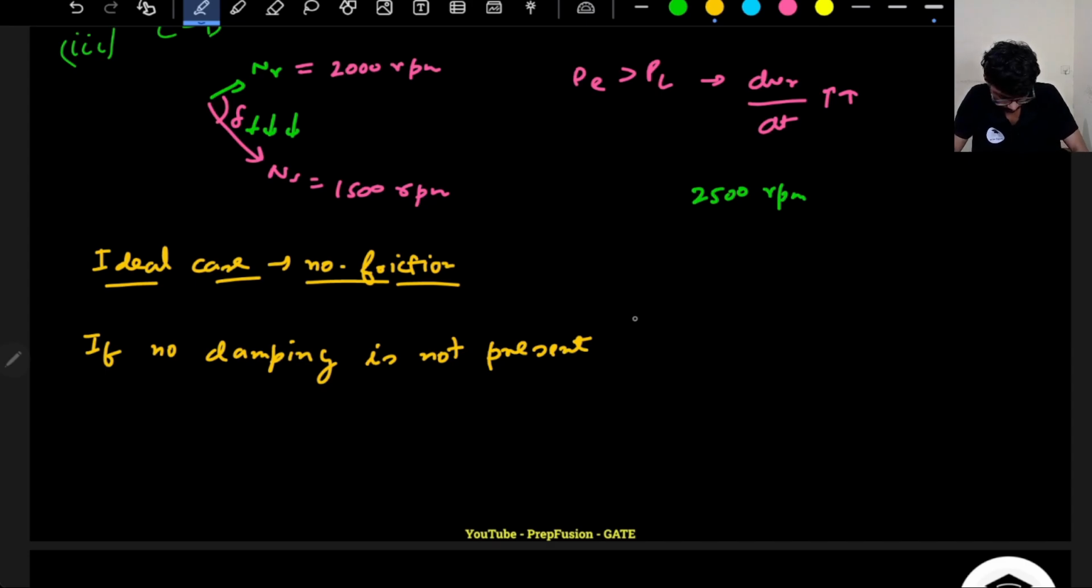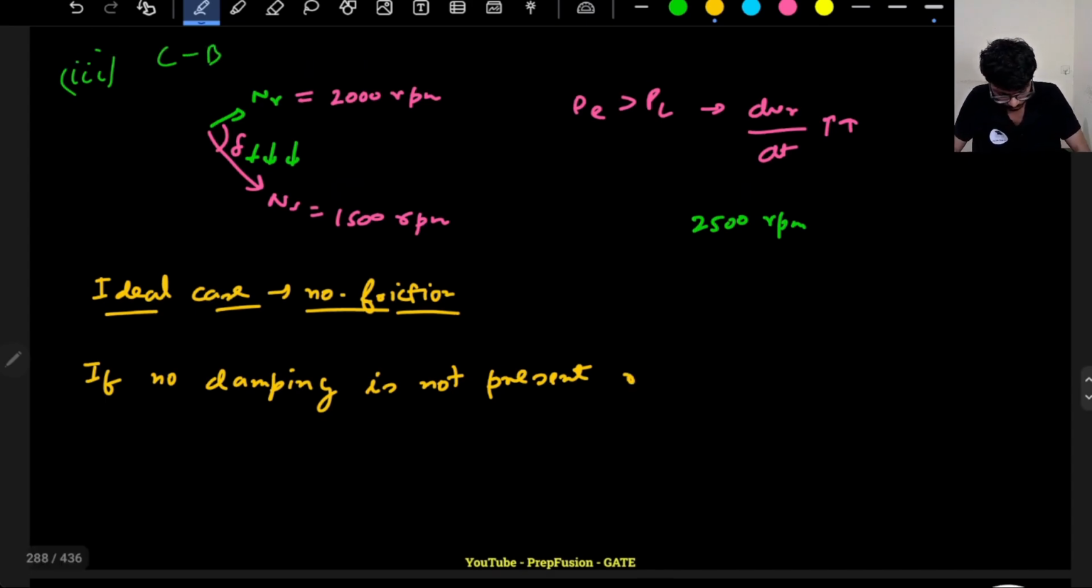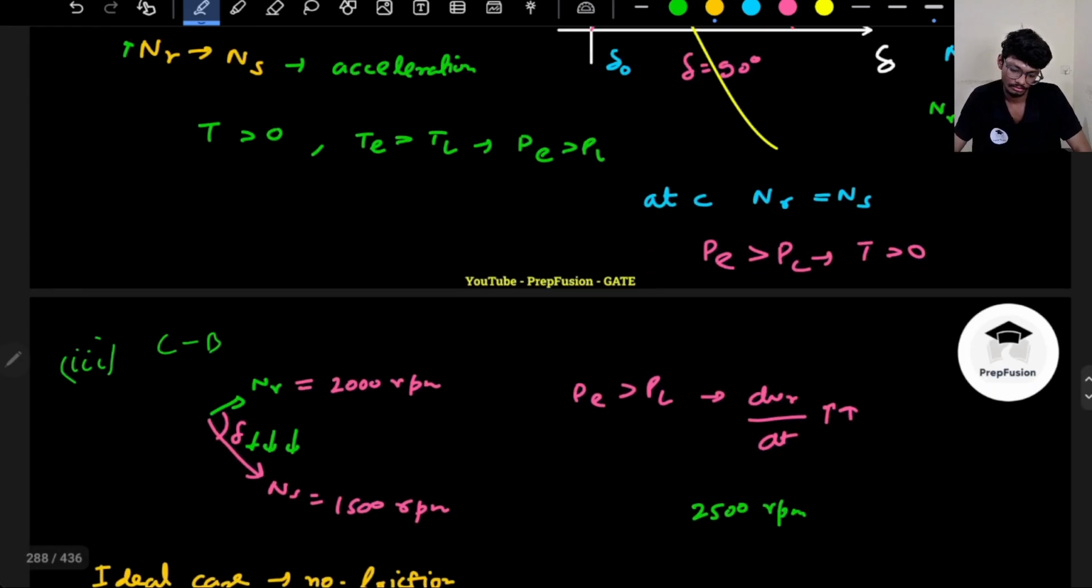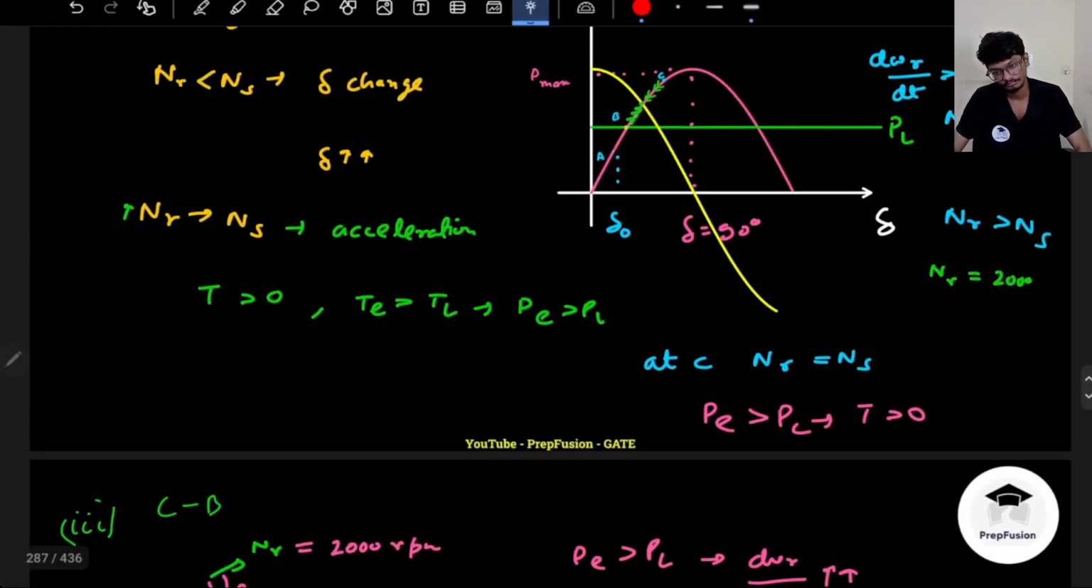the rotor will just oscillate about point B. So it will just oscillate actually. It will just oscillate about this point B.